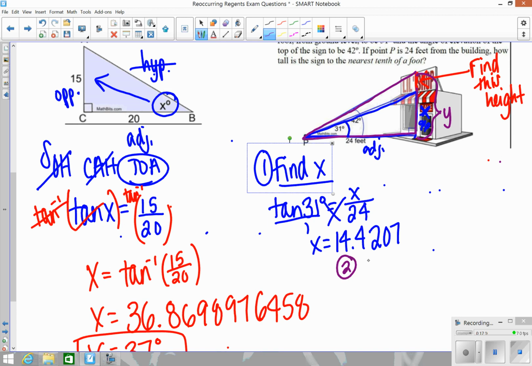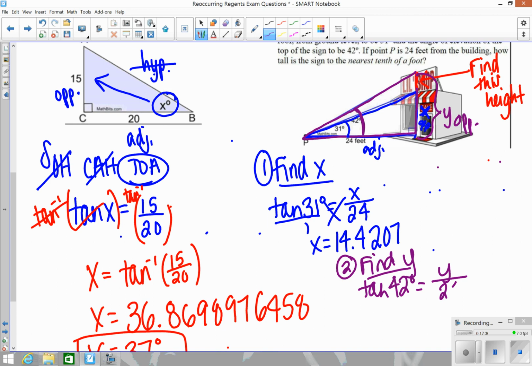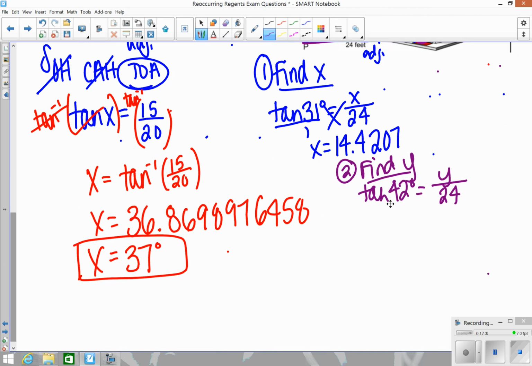Then the second step, I'm going to find y. So it means I'm going to be using the big triangle. So I'll be using the 42. And again, it's going to be opposite over adjacent. So this is the opposite. So it's going to be tan of 42 equals opposite, which is y, over the adjacent, which is 24. So put that over 1, cross multiply. You get 21.6097. And again, I'll use that exact answer.